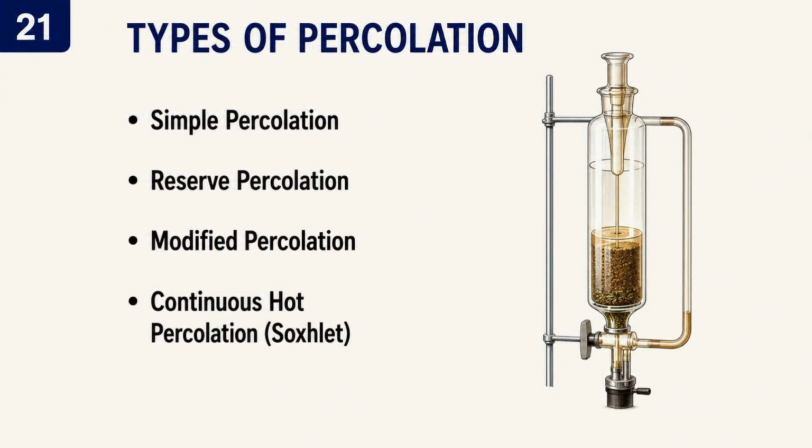Types of percolation. The major types are simple percolation, reserve percolation, modified percolation, and continuous hot percolation or Soxhlet extraction. Each method has a specific purpose. Simple percolation is the basic process. Reserve percolation protects the stronger portion of the extract. Modified percolation aims to improve the efficiency, and Soxhlet extraction repeatedly uses hot solvent.